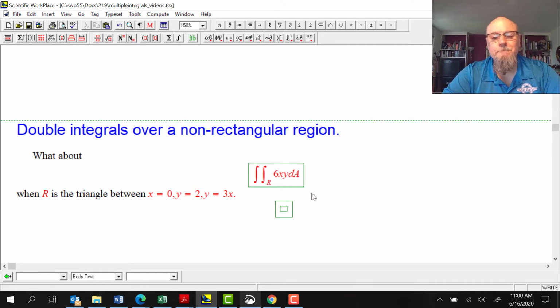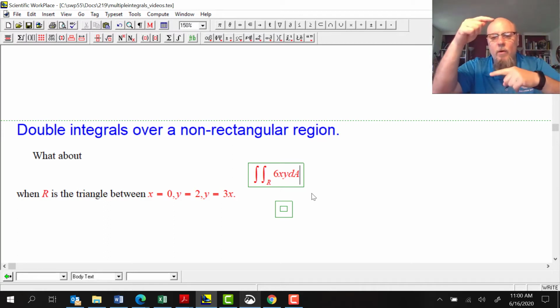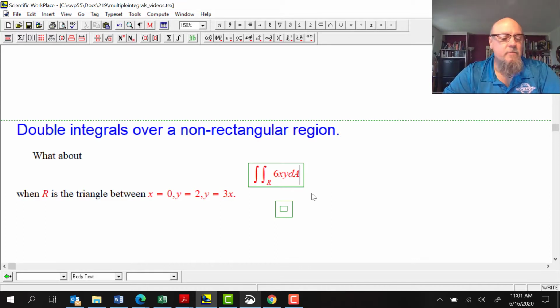With the rectangle, it didn't seem to make any difference, really, right? If we switched from dx dy to dy dx, all we did was make the endpoints on the inner integral the endpoints on the outer integral. We just switched those. For a non-rectangular region, we have to slow down and be careful, and you have to draw the picture. The place I see people messing up is they try to do everything in their heads without drawing it, without writing it down. So let's see what our region is.